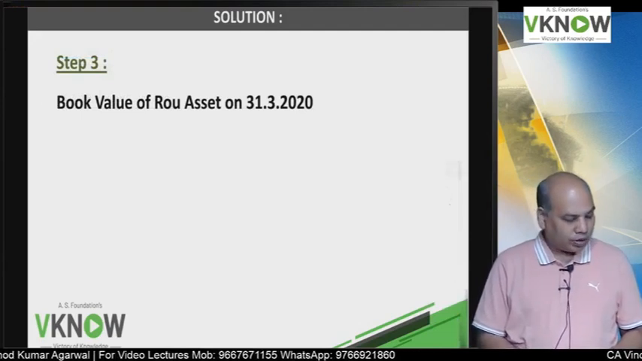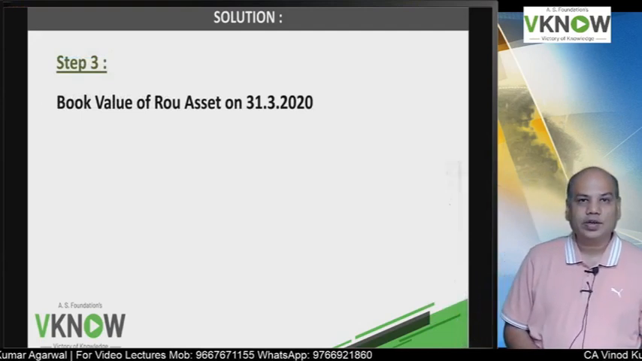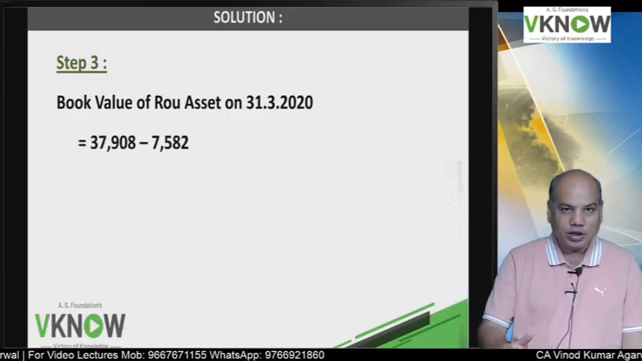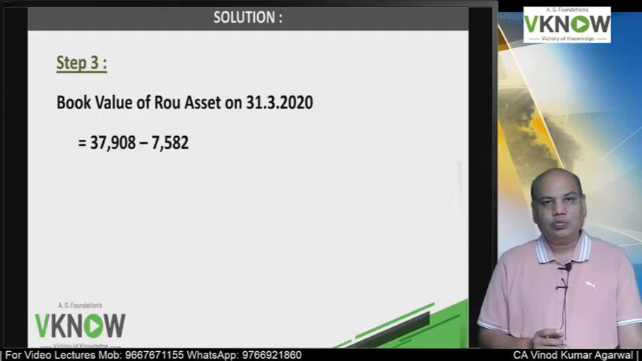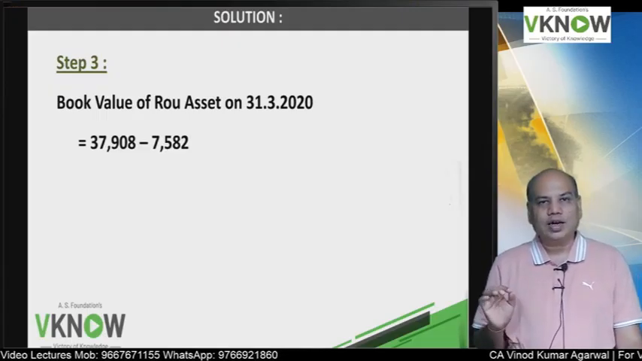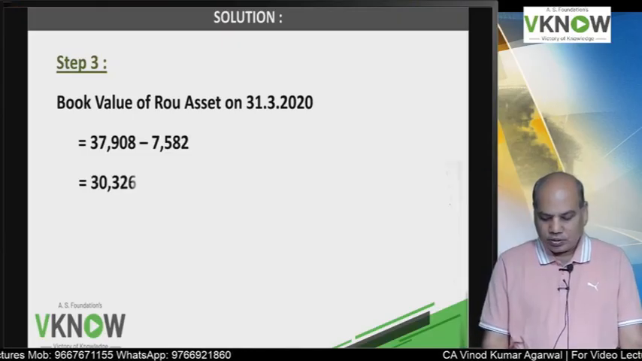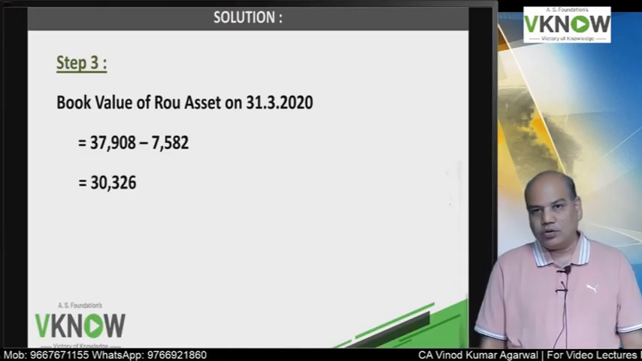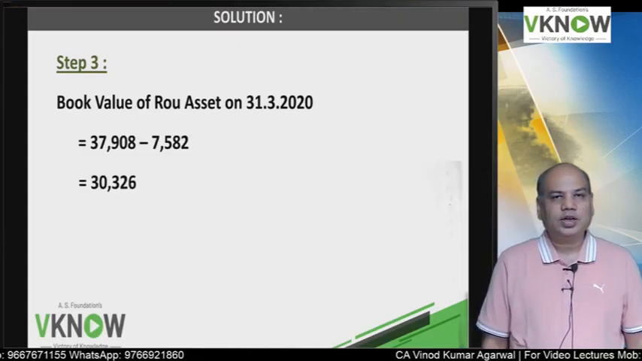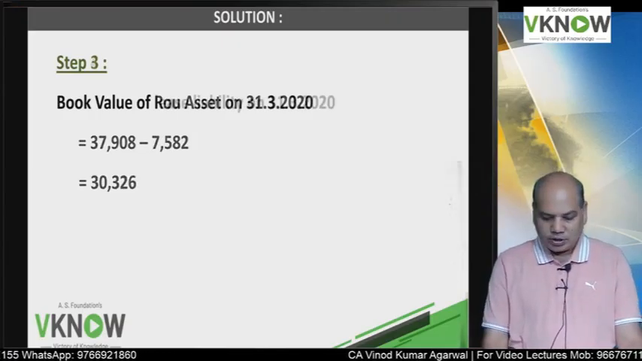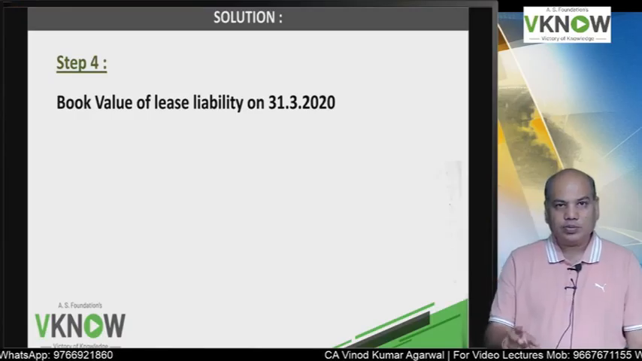Now let us compute the book value of the ROU asset so that we will have it in our mind when we do the subsequent accounting. I will know what my ROU asset is at the beginning of year 2. So this is 30326 after deducting depreciation.